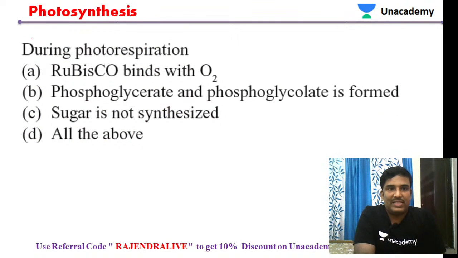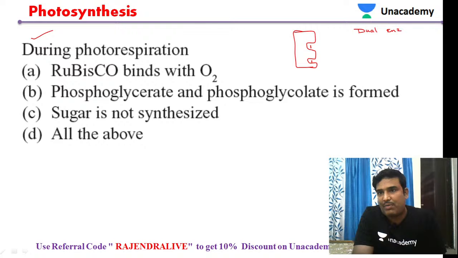What is happening during photorespiration? We were discussing the Rubisco enzyme, that it is a dual enzyme. Rubisco can be denoted like this: this is one active site, this is another active site. Rubisco is a dual enzyme, having carboxylase activity and oxygenase activity. This is the active site for carbon dioxide, and this one can act as an active site for oxygen.